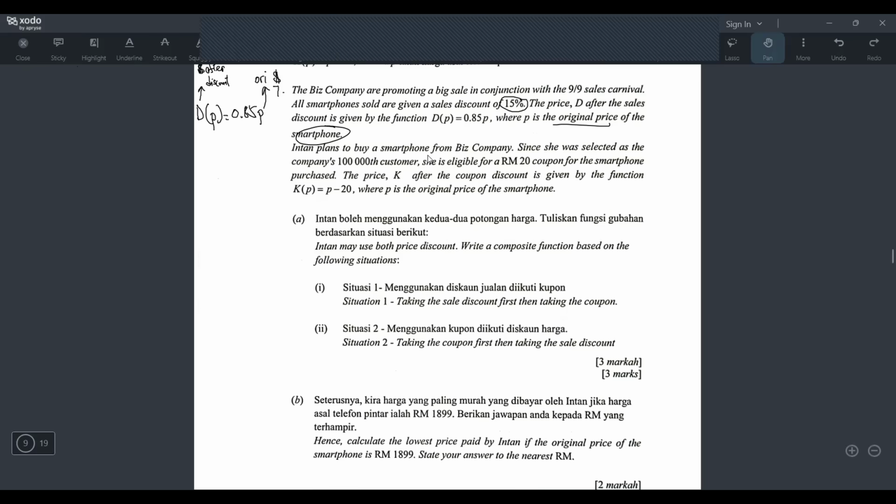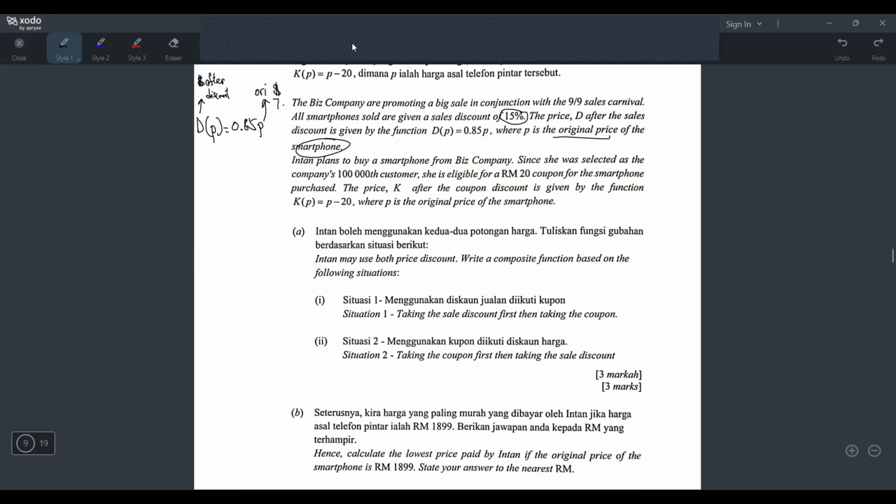You're only paying 85% of the price, because if it's a 15% discount, it means you're paying 85% of the price. That's why it's 0.85 times the original price, right? Okay, let's keep reading. Nan plans to buy a smartphone from B's company.